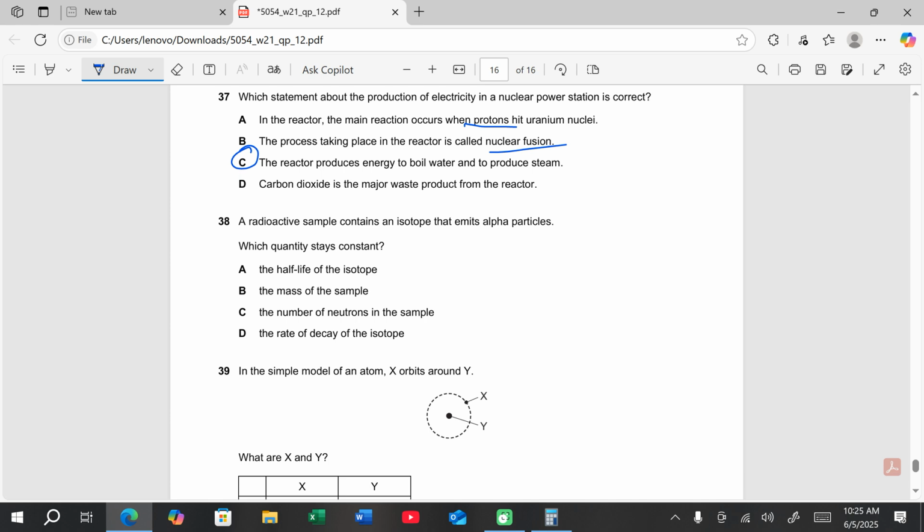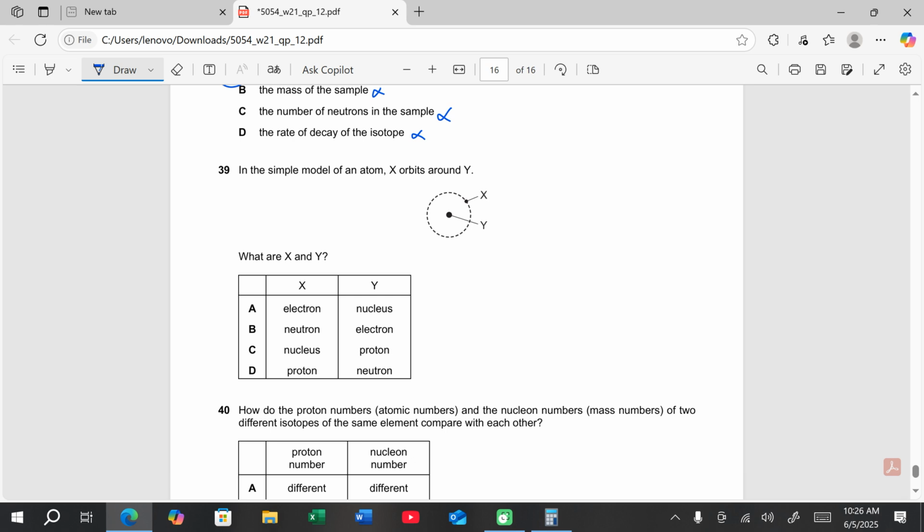A radioactive sample contains an isotope that emits alpha particles. Which quantity stays constant? The mass of the sample will decrease, the number of neutrons in the sample will decrease, the decay rate will also decrease, only the half-life remains the same.